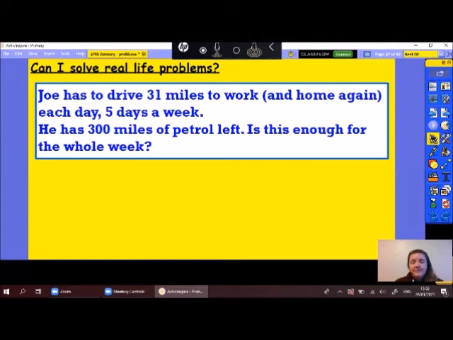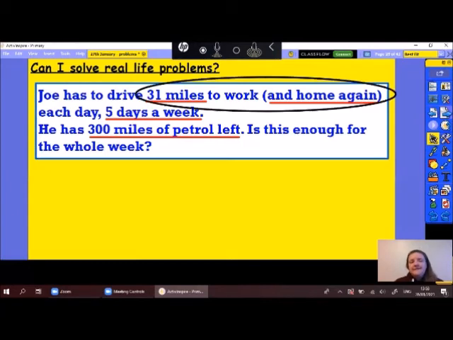Remember, the first thing to do, find the important information. So he drives 31 miles to work and home again every day. So it's 31 miles there and 31 miles back. And he does that 5 days a week. And we know that he has 300 miles of petrol left. So what we need to do is work out if the distance he's traveling this week is more than 300 miles or less.